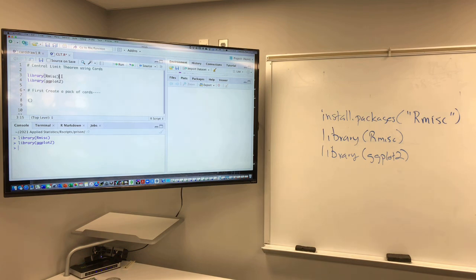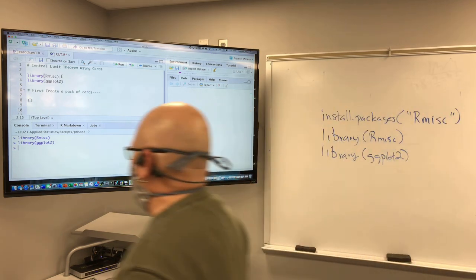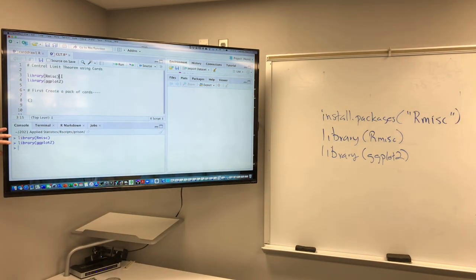Yeah, but it's giving you the command prompt back. Also, you can go over here, look at packages. Scroll down to where rmisc would be. They're alphabetical. Yeah, so it's loaded.